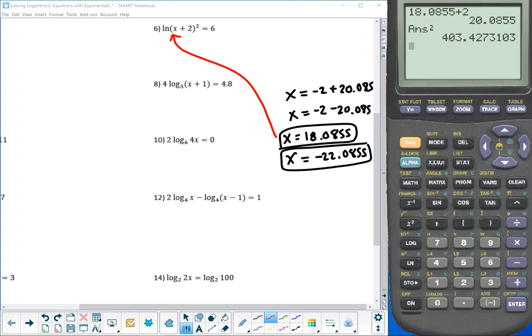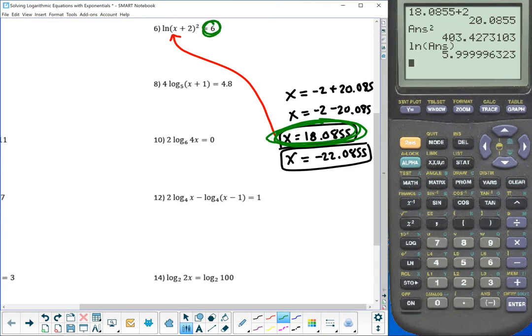So that's 403. Then I need to do natural log of that answer, and it gives me 5.999. You can see that it's actually very, very close to 6. So this one is definitely an answer. Then I'm going to try the other one.